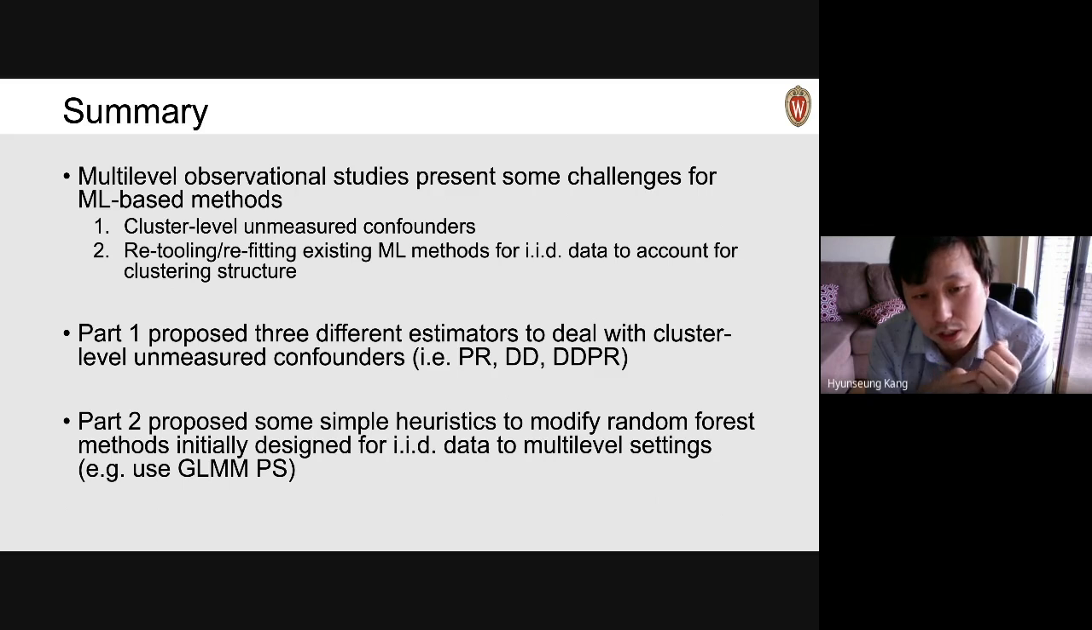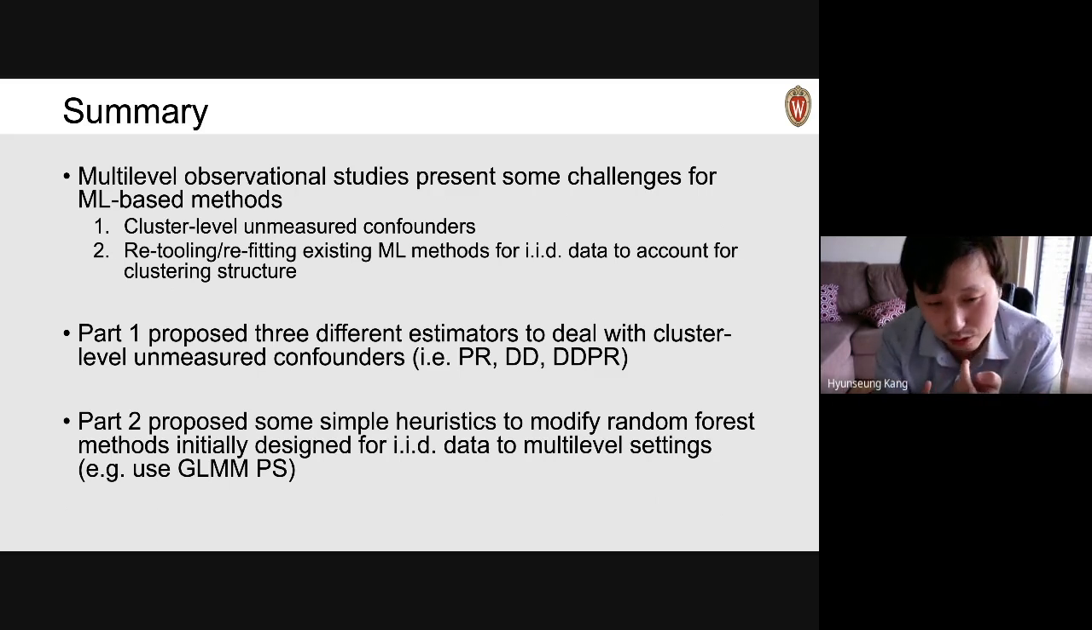Part one of the talk covered different ways to deal with unmeasured cluster level variables by using these different variations, PR, DD, and DDPR. And part two proposed some simple heuristics to modify at least the random forest methods, initially designed for i.i.d. data, to multi-level settings. The big takeaway there is that, again, these are heuristics. I don't think they're theoretically correct, but these very simple heuristics tend to work very well, as at least first step approximations to better leverage the clustering structure information in the data set.